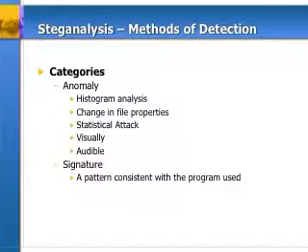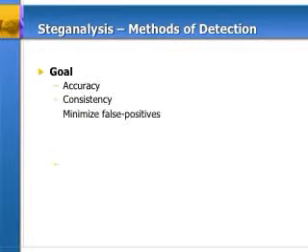Categories like anomaly, histogram analysis, changing of file properties, statistical attack, visual, audible, and then finally signature, a pattern consistent with the program used, like I talked about Photoshop earlier. Some of these hidden picture programs put a signature in the actual file itself. The one we used Thursday, I believe, does not. Hidden Picture version 2 does not put a signature in the bitmap at all. But you might be able to detect it through least significant bit analysis.